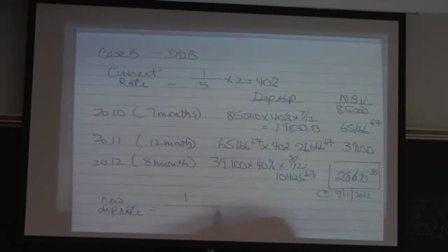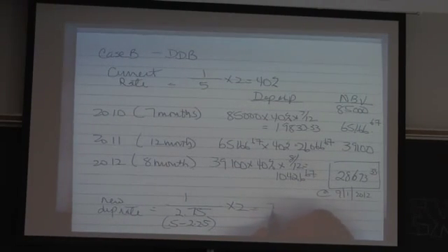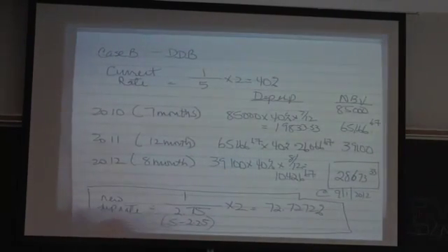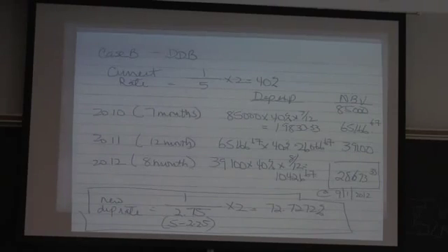It's 1 over the straight line. In this case, the straight line is 2.75 years, right? Which is 5 minus 2.25 times 2. And that gives us 72.7272%. That's the new amortization rate.